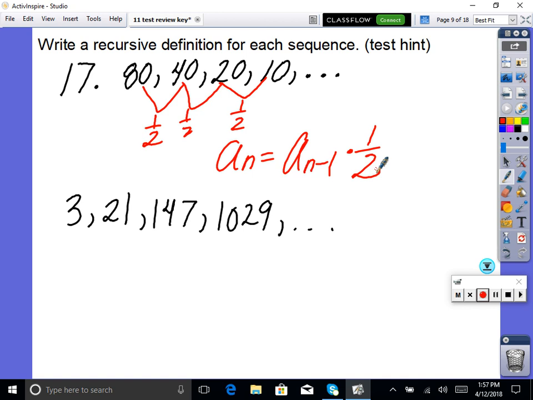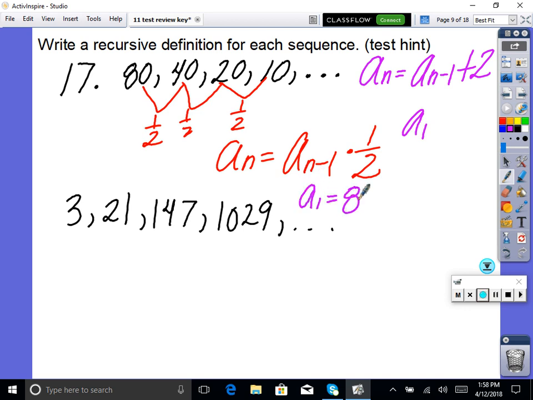So if I was to give you a formula on the test, and I said, given a sub n is equal to a sub n minus 1 plus 2, where a sub 1, oh yeah, and then right here we would also say where a sub 1 is equal to 80, because you have to say, starting with 80, and we're taking the previous term and timesing by a half. So this would be our answer.